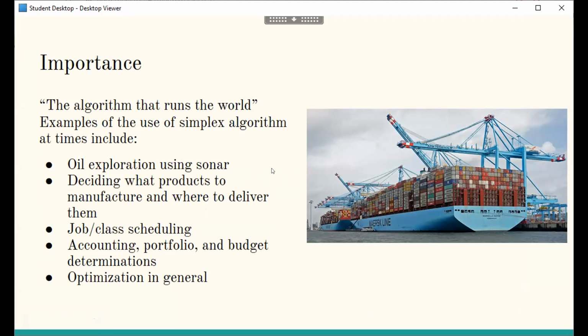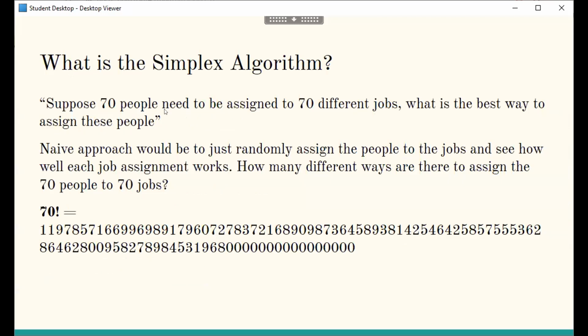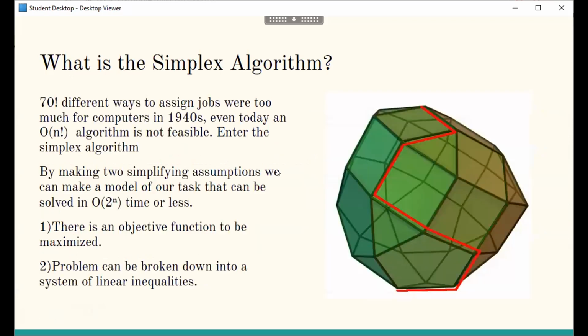Essentially, the simplex algorithm is used when you have a finite number of resources and you want to allocate them in the most efficient way possible. So how it applies in your everyday life is in international shipping and manufacturing, where the products which are produced and shipped are decided using the simplex algorithm. An example of how it works: if you had 70 people and you needed to assign them 70 different jobs, how would you do that? If you just tried every combination, you'd get 70 factorial, which does not lend itself to computability.